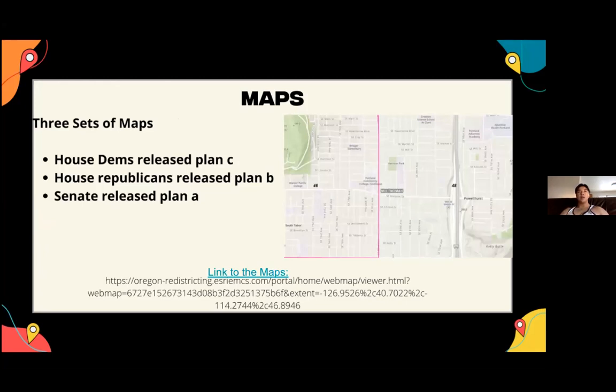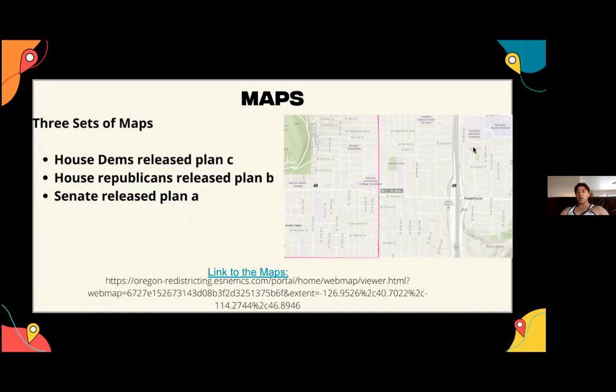Okay, so the Legislative Redistricting Committee released 3 initial sets of maps. The House Democrats released Plan C, House Republicans released Plan B, and Senate released Plan A. This is a link to the maps. I believe, Kara, you have this presentation, so you can use the links on the presentation. They also released a new set of maps, which I believe drastically improve on the maps that they initially released, which also lets me know that all the organizing we did for testimony really worked.